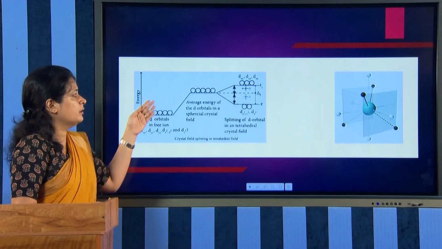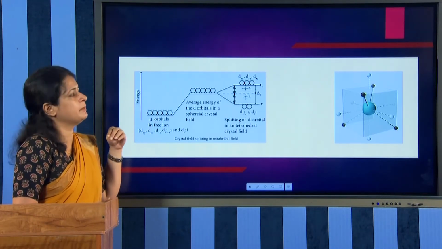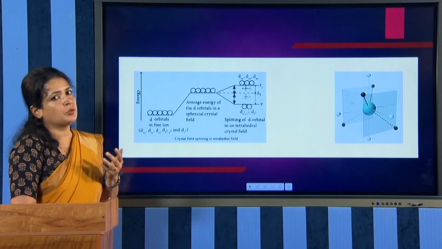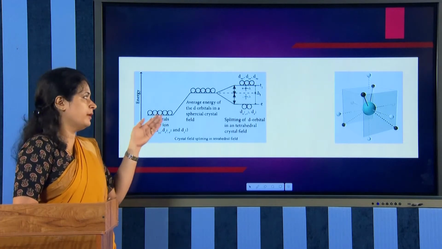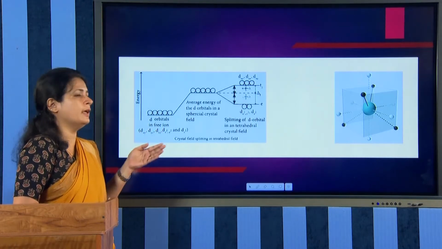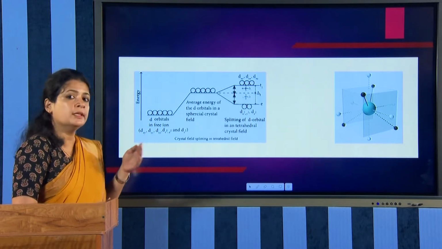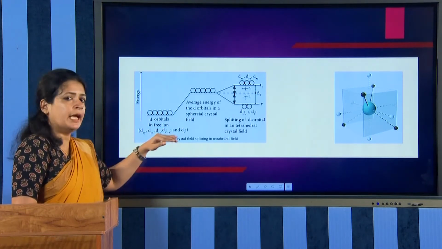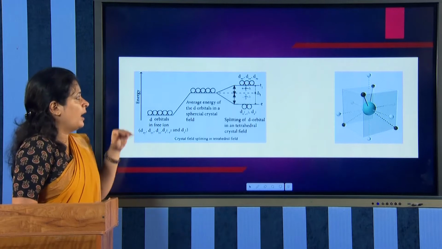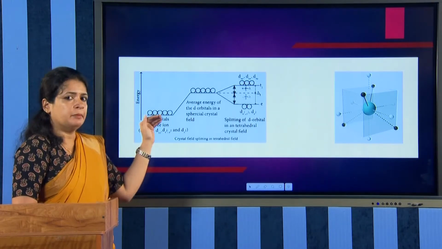And you can see the difference between the splitting, that is delta T. In the case of octahedral field, it was delta O, that is delta octahedral. But when we are discussing the tetrahedral field, we have to replace O with T. So, it is delta T, and it is the energy difference between E and T2 orbitals. And you can see the barycenter at the middle.